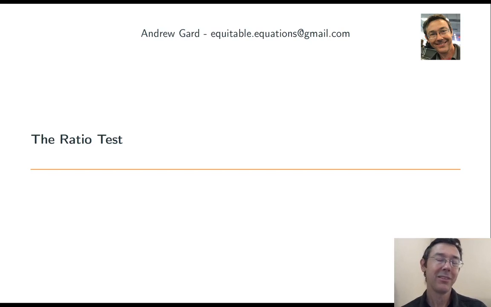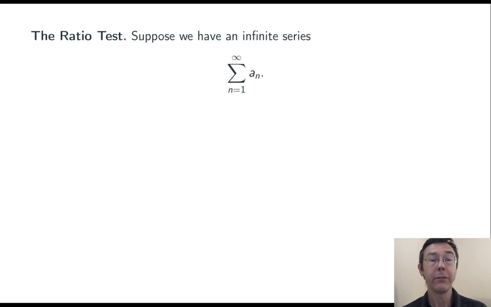Everybody. Today we're talking about the ratio test, one of the most powerful tools at our disposal for testing the convergence and divergence of infinite series. Suppose we have some infinite series, sum n equals 1 to infinity, a sub n. It could start at a different n value, that part doesn't really matter.